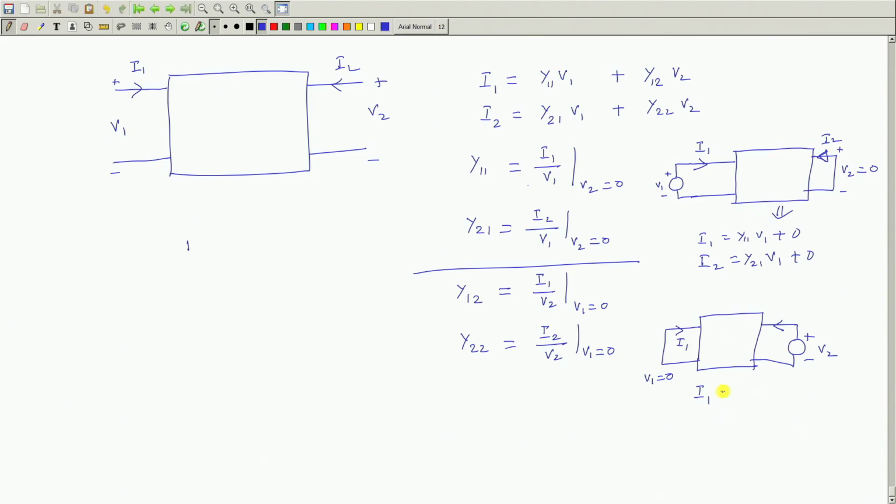This equation will be I1; since V1 equal to 0, this will be 0 into y11 plus y12 into V2, and I2, since V1 is equal to 0, 0 plus y22 into V2. So, with this input port shorted, apply a known voltage, measure this current, and your y12 will be the ratio of this current with this applied voltage. Y22 will be this current I2 divided by this voltage, and therefore all the four admittance parameters can be found out.